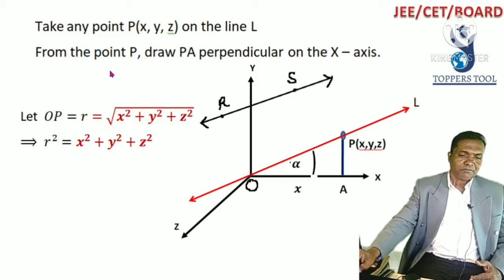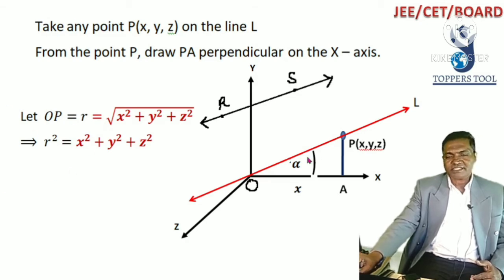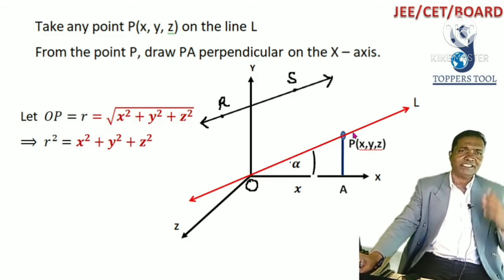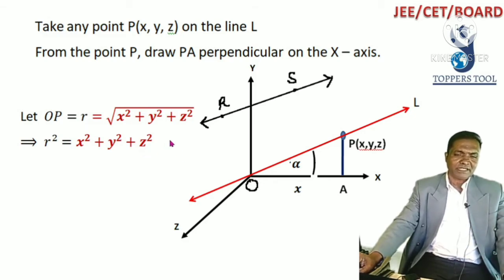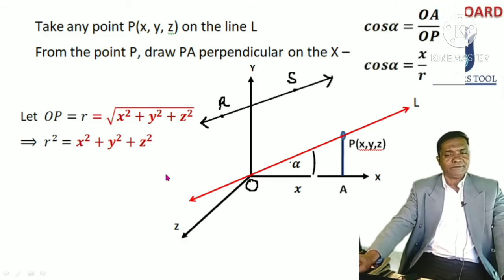From this, by the distance formula, the distance between O and P is square root of x2 minus x1 square, y2 minus y1 square, z2 minus z1 square. So here this is 0, 0, 0. So if you apply distance formula, you will get square root of x square plus y square plus z square. And if you square on both sides, you will get r square is equal to x square plus y square plus z square. So remember the distance between O and P.